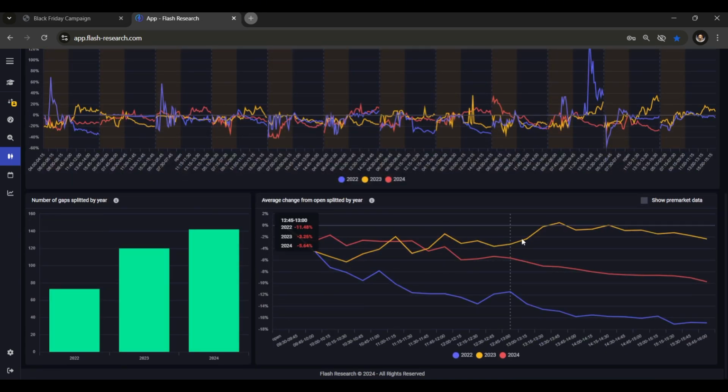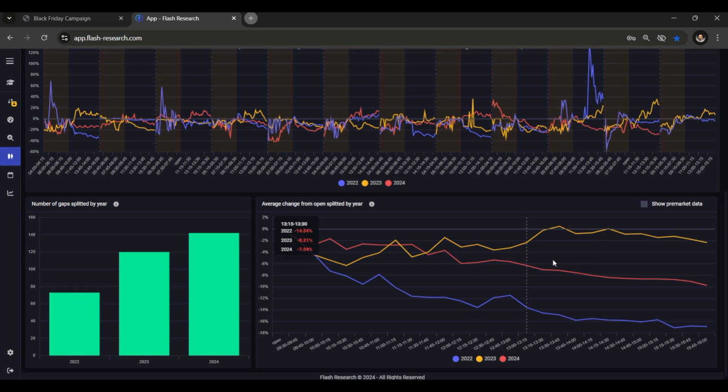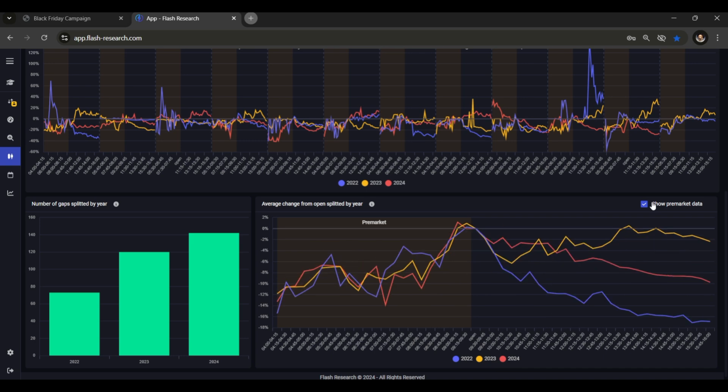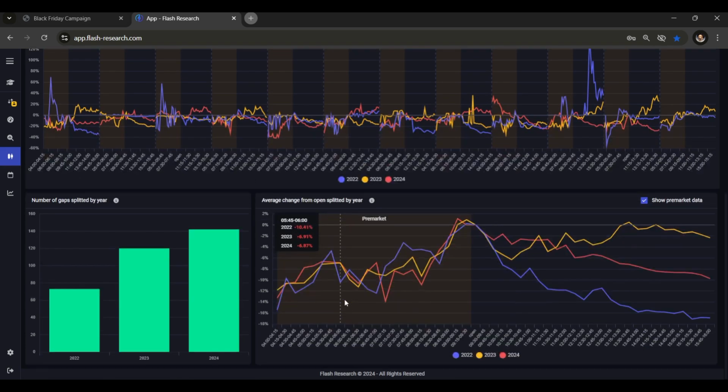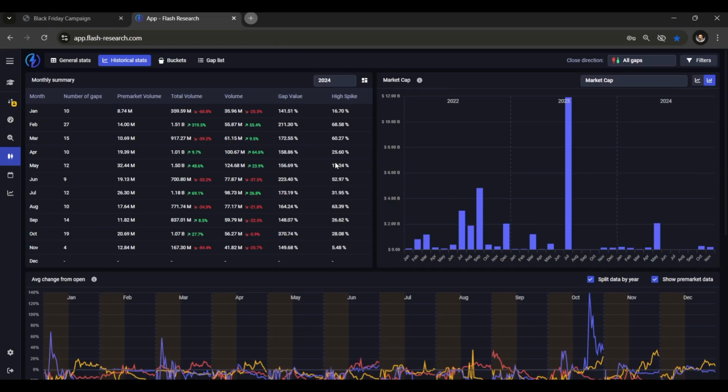Moreover, you have this exact chart but combined without splitting by month, and you see in this case the evolution of 2023, 2024, and 2022. As you see here, we got more momentum in 2023 for this search that we did, and a little less momentum in 2024. You can see also the pre-market chart to look for edges on pre-market and see how they tend to move there. This is the number of gaps split by year. We see it increase year after year. I hope this trend continues.